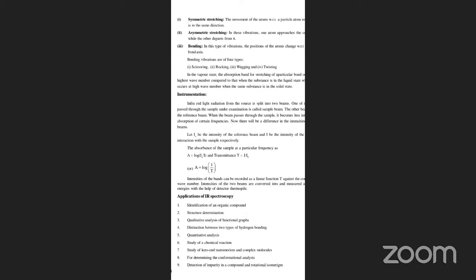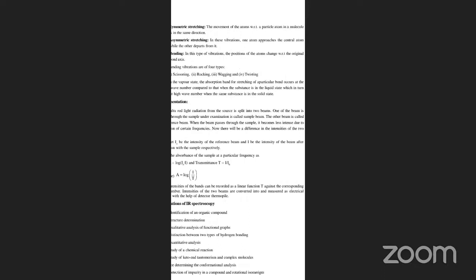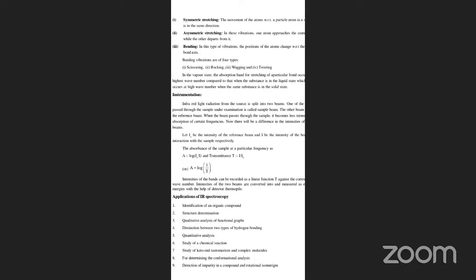Bending vibrations are of types: scissoring, rocking, wagging and twisting. In the vapor state, the absorption band of stretching and bending occurs at high wave number when the same substance is in the solid state.